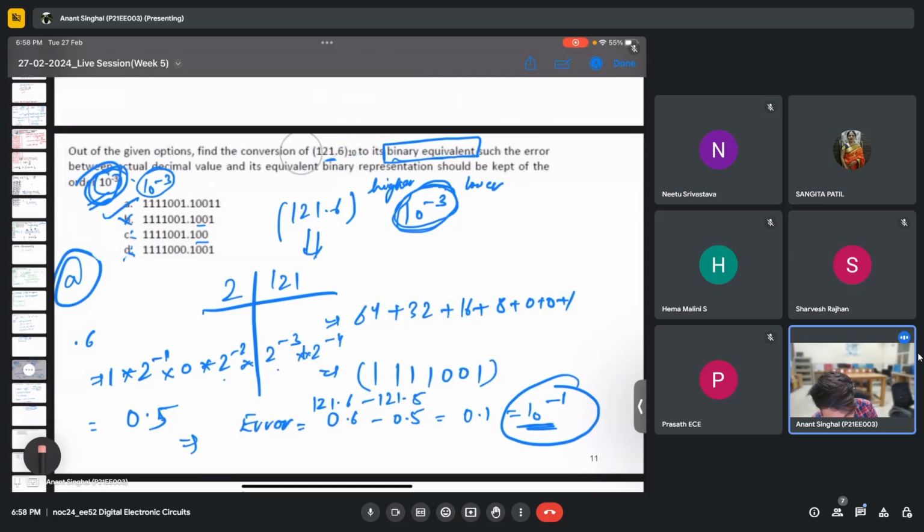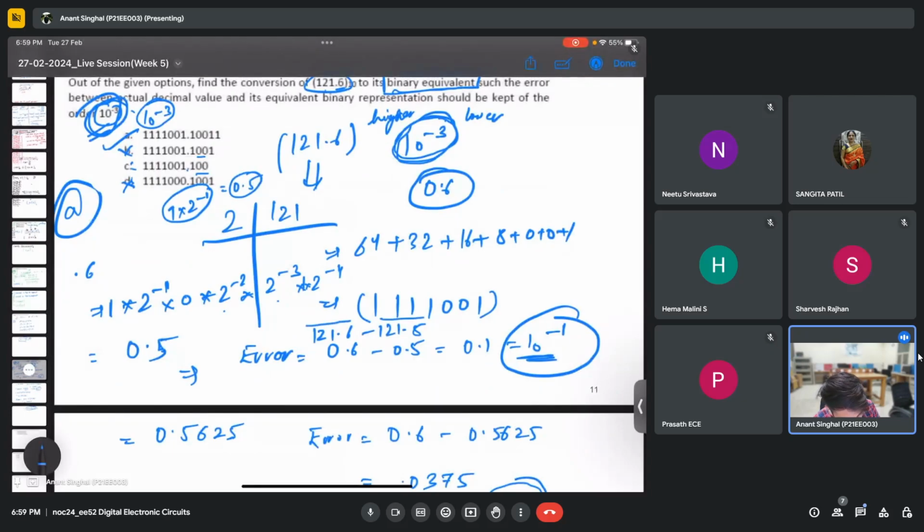First of all, we converted this as 121.6. The 121 part was always correct for options A, B and C, that is 1111001. Then we need to check the error coming out of the decimal digit, that is 0.6. For option C we had 0.100, so 0.1 is 1 times 2 raised to the power minus 1. This will give me 0.5. So the error between both these numbers, the subtraction, 121.6 minus 121.5, gives me an error of 0.1, that is 10 raised to the power minus 1. This part is clear? Whosoever has asked.